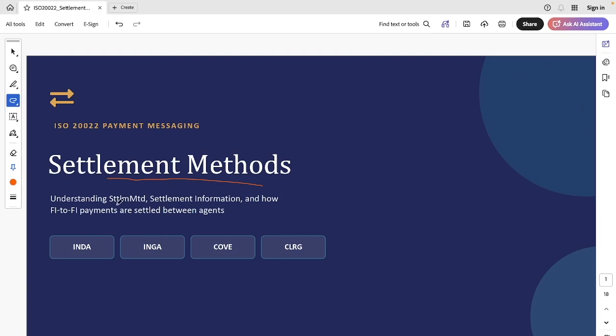In XML format it is written like this. So this field tells the bank one very important thing, that is how will the actual money be settled between the financial institutions or between the banks. Today we will understand the four settlement methods, which are INDA, INGA, COVE, and clearing. We will see what each code means, where it appears in the ISO 20022 message, and how it impacts the real payment flow between the banks.